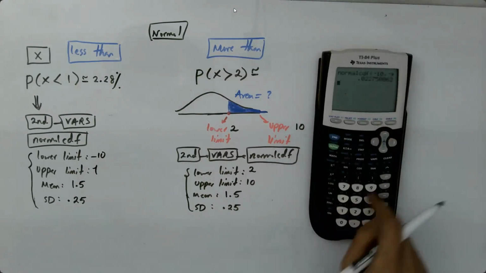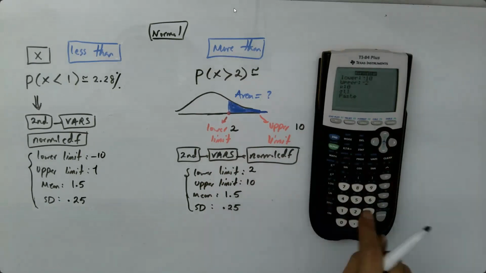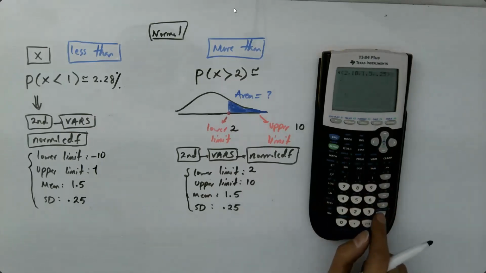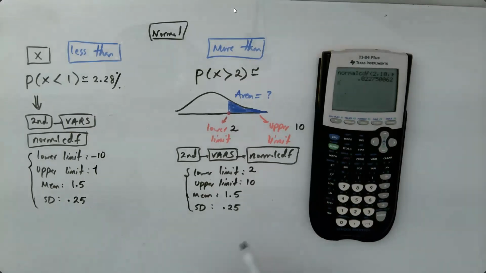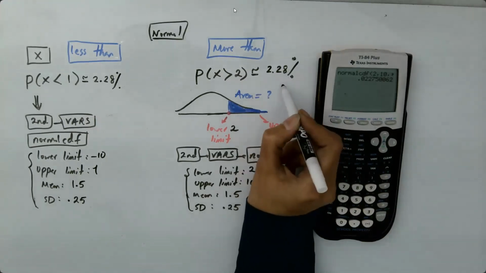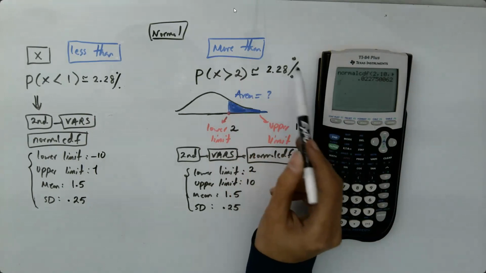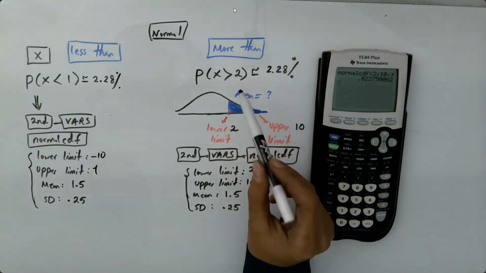So let's turn on the calculator. Second VARS, go to normal CDF, lower limit is 2, upper limit is positive 10, mean is 1.5, and standard deviation is 0.25. Now let's do the calculation. And as you can see, it is 2.28%. The probability that users keep their phone more than 2 years is also small, 2.28%. Very good.